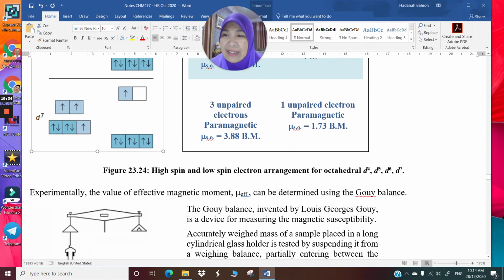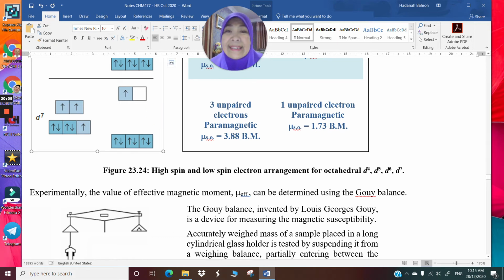When you start having D8, the 8th electron will come into here. You have 2 unpaired electrons. For the high spin, for the low spin, the 8th electron will come onto this orbital here. So you are going to have also 2 electrons. So D8, there is also no difference between the high spin complex and the low spin complex.